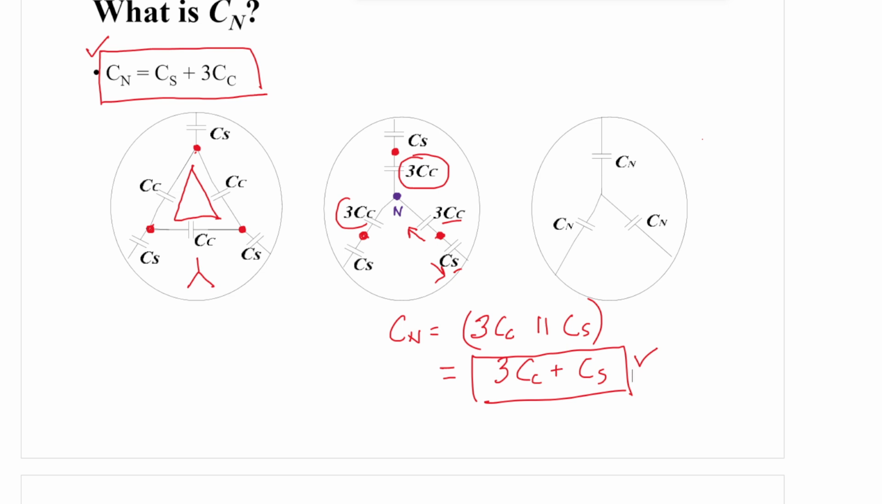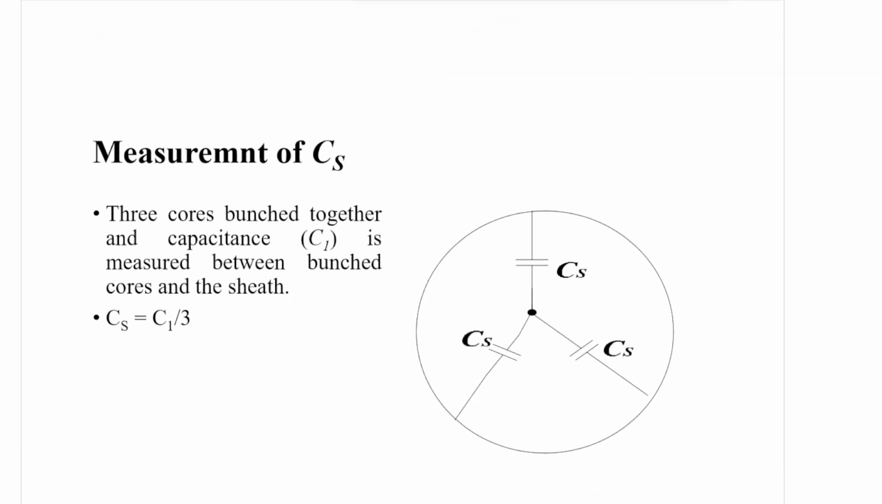Now the next question comes: what is the value of Cs and Cc? We understand that Cc is the core capacitance and Cs is the sheath capacitance. But how do we measure these values? That is the next question. Let us first find out how you can measure Cs.